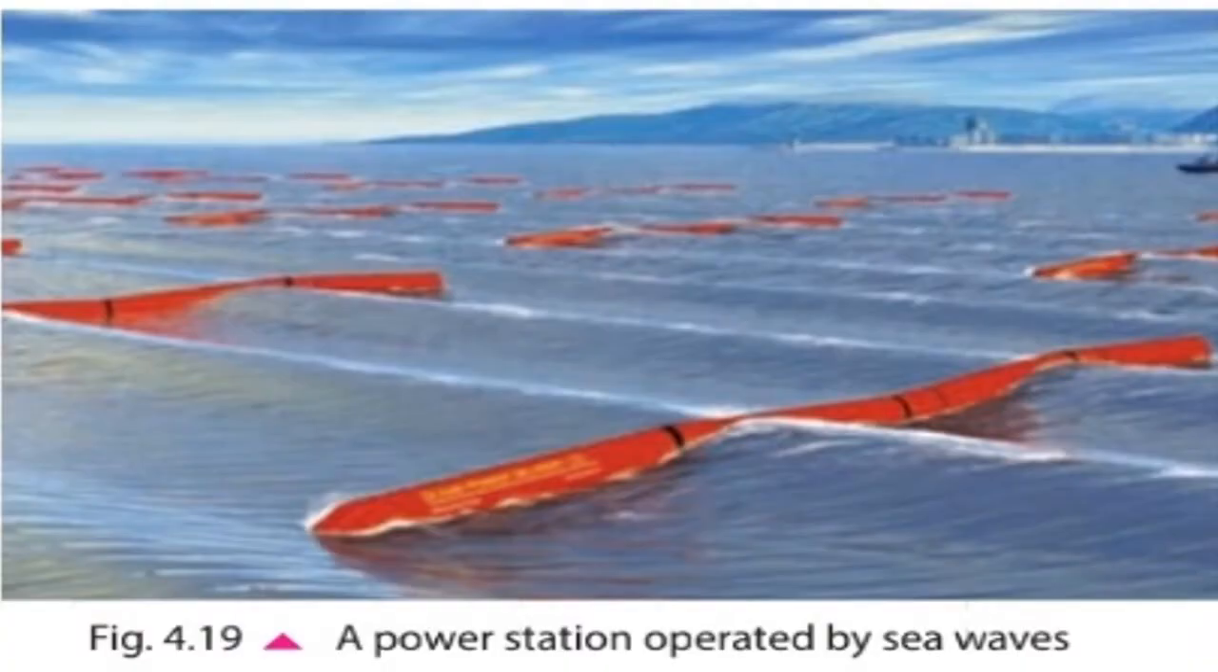Next type, sea waves. Sea waves are strong. They can generate a large quantity of energy. This will be a very valuable source of energy in the near future. This energy can be converted into electrical energy by building floating power plants in the sea. A flow of air is used to rotate the blades of the turbine.